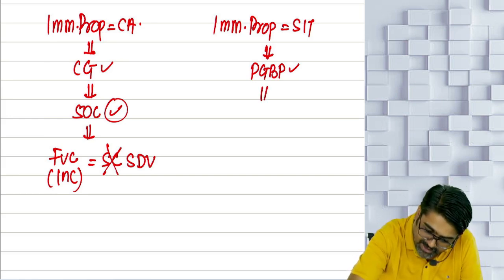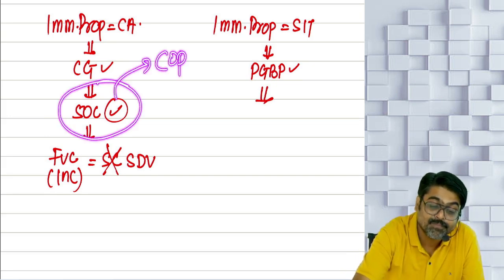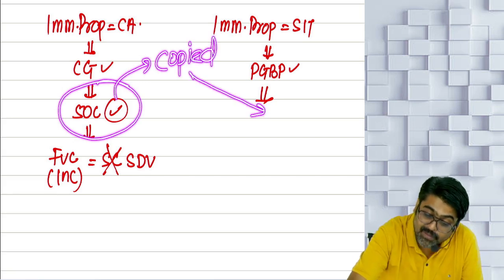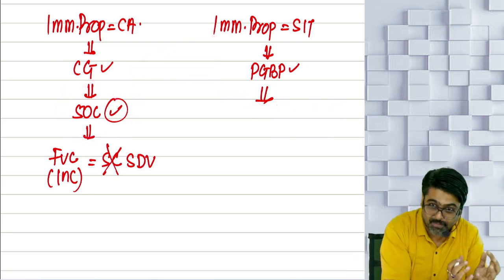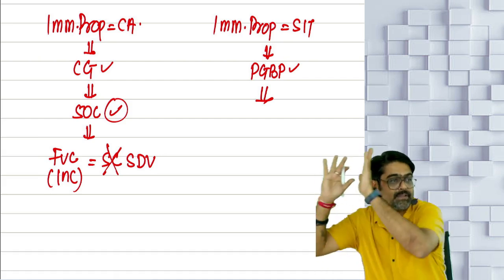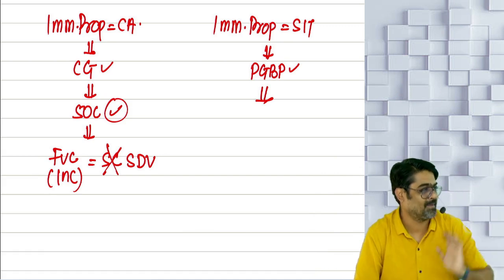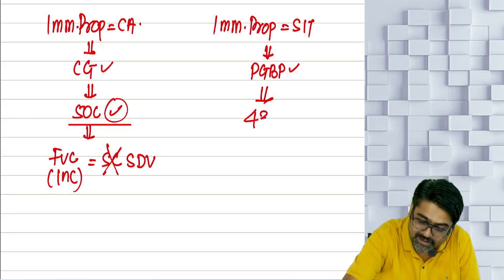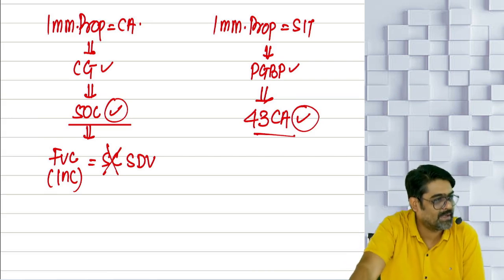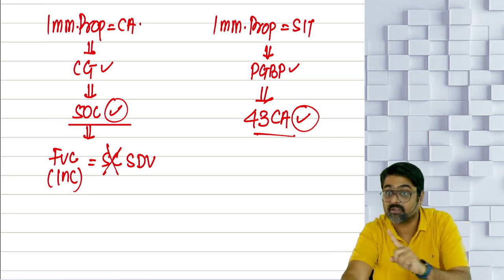So if 50C cannot be applied, 50C can be copied, no? And after copying, it can be pasted here, no? So 50C copy, 50C paste under the head PGBP. Only they have changed the section number. Now whatever is there under 50C, you will see the exact same thing under 43CA, under the PGBP head, which I left at that time. I told you that I am going to cover it with capital gains under section 50C.